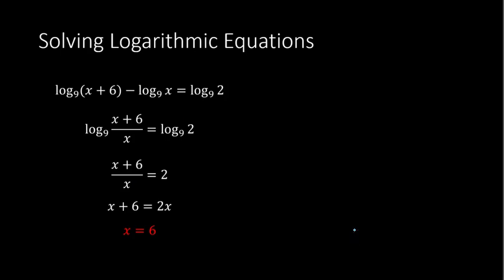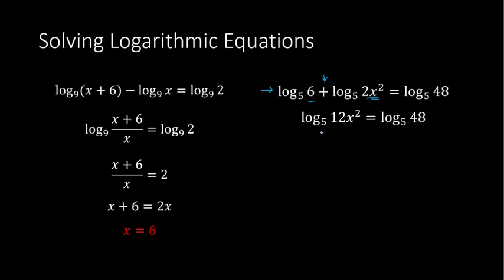All right, let's try another example. It's very similar, but we have an x squared part. We'll show you how to work with that here in a moment. To do this one, again, we want to combine into a single logarithm on the left side. Notice we have a plus sign right here, which means we can combine the logarithms by multiplying. What you're multiplying is the 6 and the 2x squared. So we combine to get log base 5 of 12x squared equals log base 5 of 48.